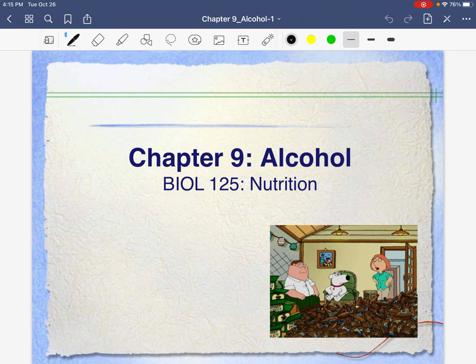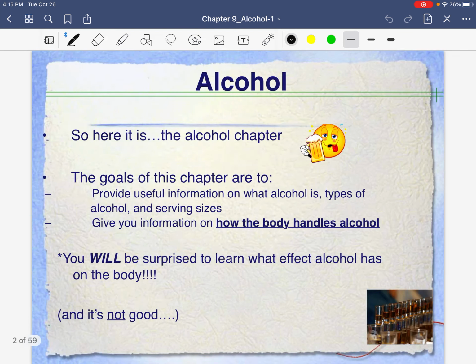For many people in the world, alcohol is a part of their diet, and it has very different effects on the body than the nutrients we've talked about. So let's just jump right in.